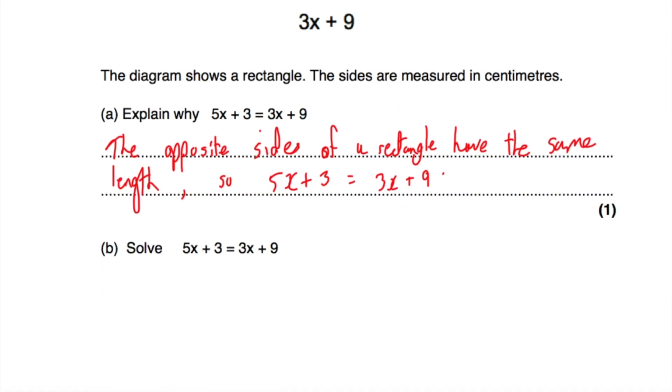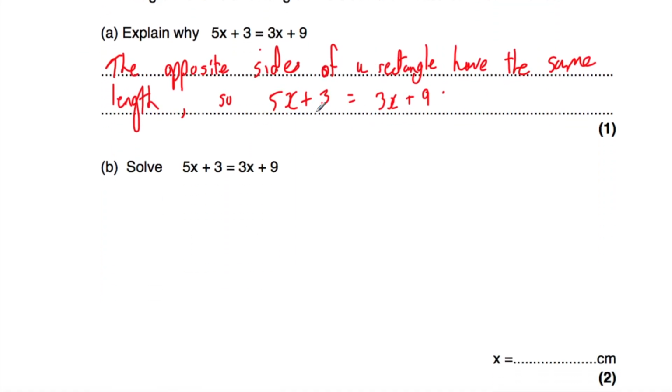Okay, and then part B. Part B, we've now got to solve that equation. That makes sense. We're now going to solve this equation to find out what x is. So we've got 5x plus 3 equals 3x plus 9. Here we've got an equation. Unlike all the equations that we've done so far, where we've just had letters on one side, this equation's got letters, or variables, these x's, on both sides.